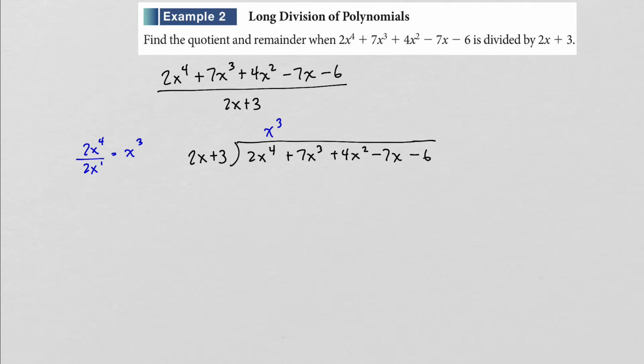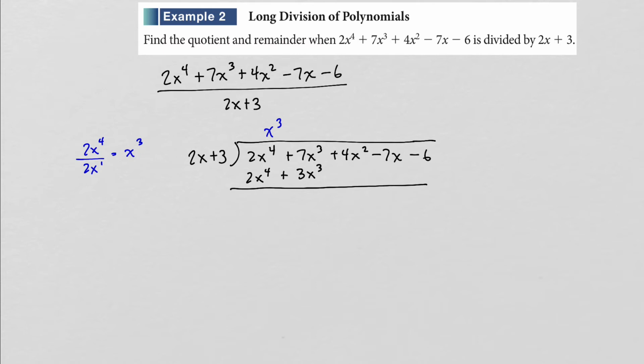After you get the quotient there, you're going to multiply that quotient to the divisor. So x cubed times 2x is 2x to the fourth. And x cubed times 3 is positive 3x cubed. Now, when I get a positive, I don't put the plus sign here. Okay, and I'll explain why in just a second. Let me put the plus sign and I'll show you why I don't do this.